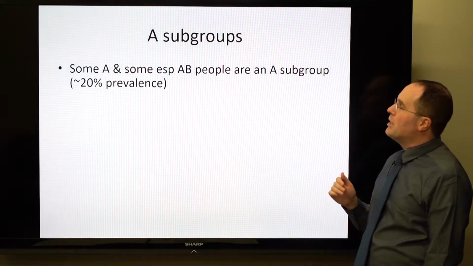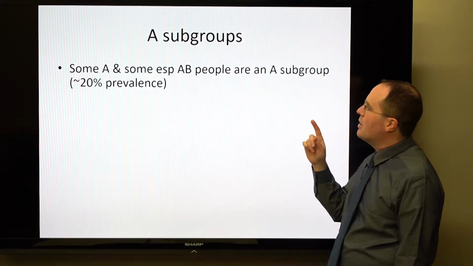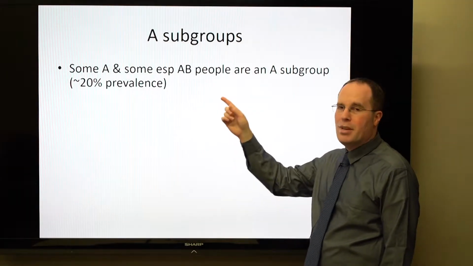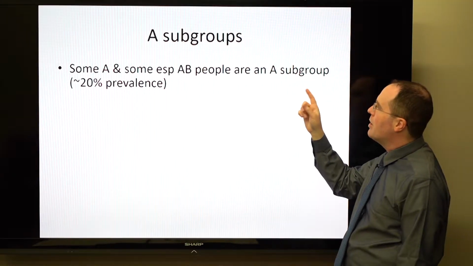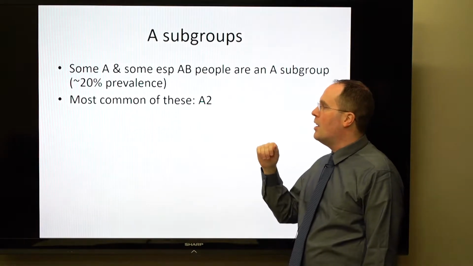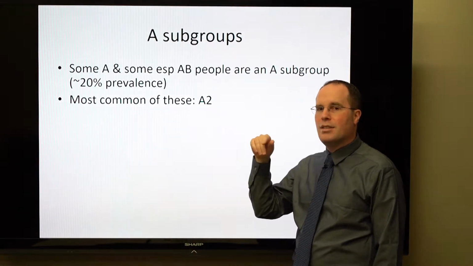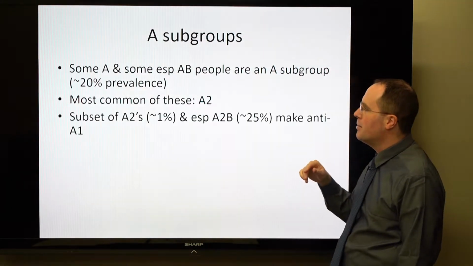So A subgroups, so some type A, and especially even more represented in type AB, some A people and some AB people are A subgroup, roughly 20% prevalence. And the most common of these A subgroups is so-called A2. So A2 is the most common of these.